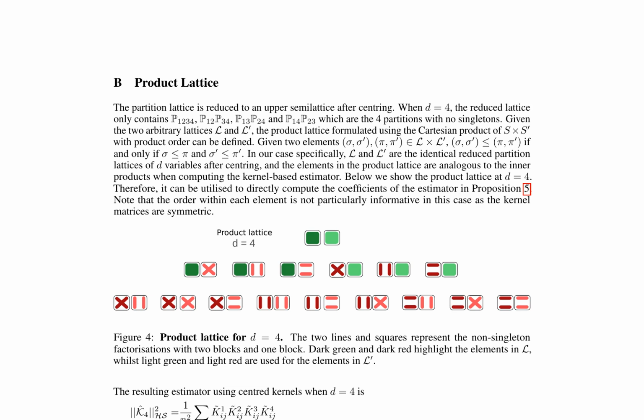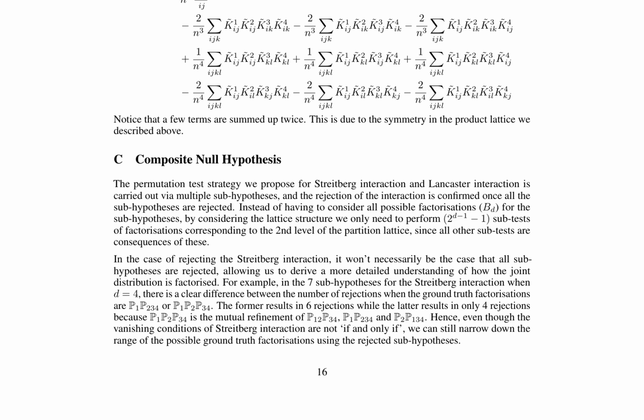The authors utilize the product lattice to directly compute the coefficients of the estimator in proposition 5. The resulting estimator using centered kernels when D equals 4 is given by a complex expression involving kernel matrices and summations over indices. Some terms in the estimator are summed up twice due to the symmetry in the product lattice.